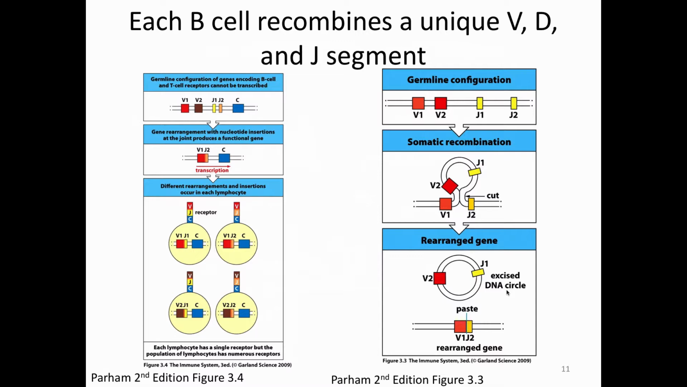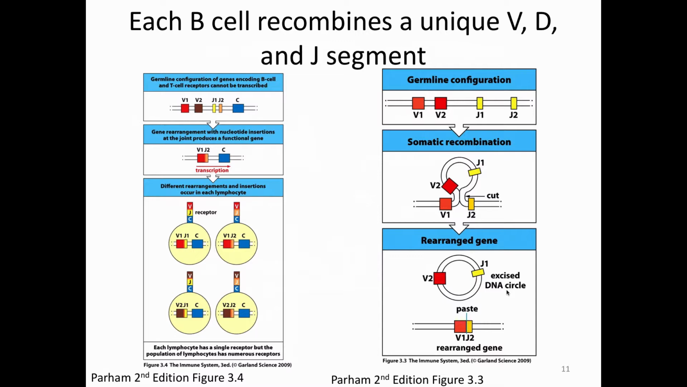Yep, Jordan. When they were described, they stood for variable, diversity, and joining, although that's not particularly important now. No one really thinks about it with those terms. But they did originally stand for variable, diversity, and joining. Yep, Malik. And is it usually like two things that combine, like just V and D or V and J or D and J? We'll get to that in a little bit too. Great questions.